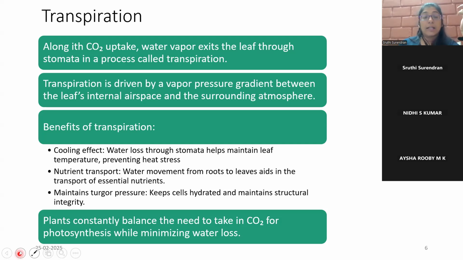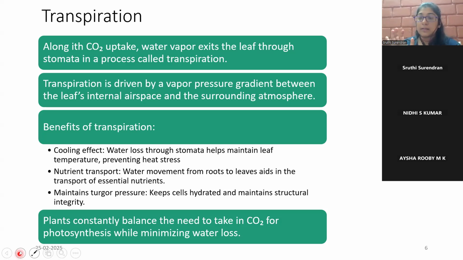And then it is helping in maintaining the turgor pressure, which is basically keeping cells hydrated. So turgor pressure is nothing but the pressure exerted by the cell wall and pushes it outside. So the cells are all filled with water, and then it is hydrated. So these are some broad benefits of transpiration.